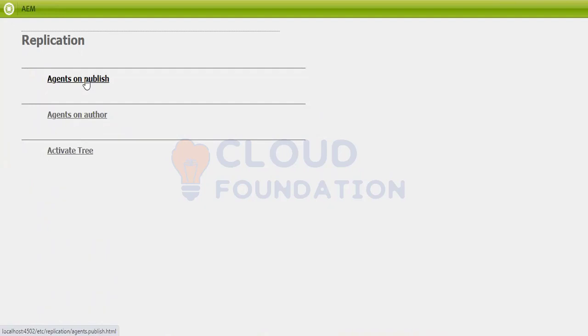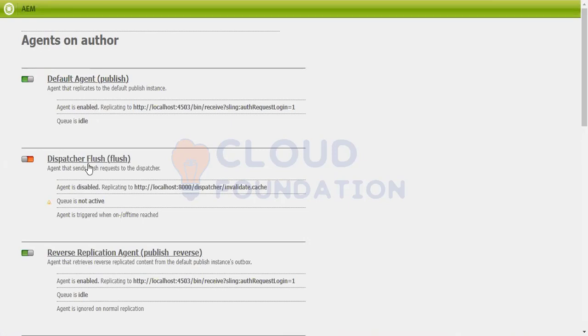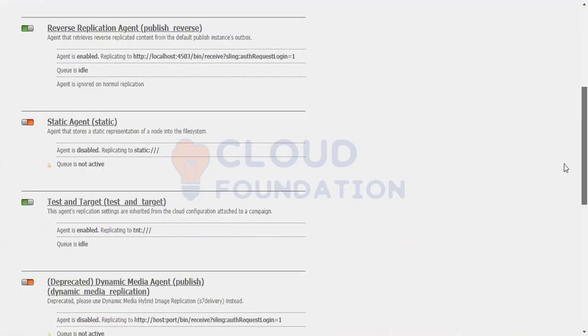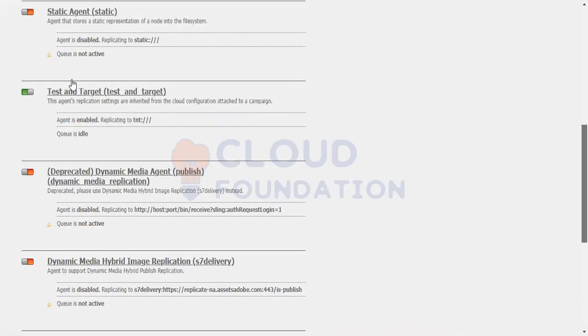As of now, our agents will be responsible for transferring the content from authors to publishers. My agent, which will migrate the content, sits here under agents on author. Inside it there are a lot of agents already existing: default agent, dispatcher, flush, reverse replication. Just ignore all these for now, and we will focus only on the default agent.